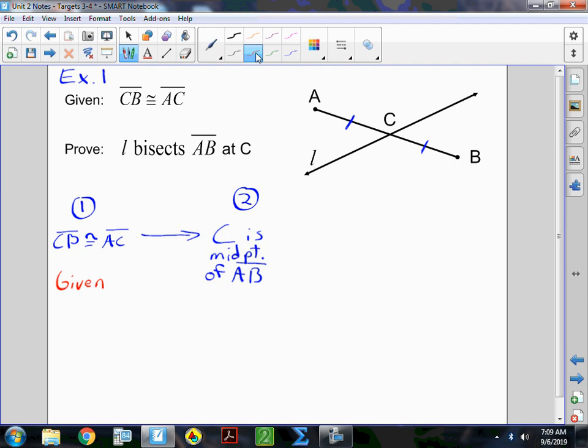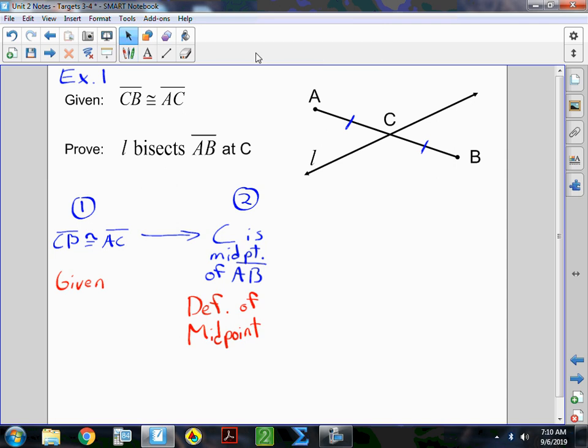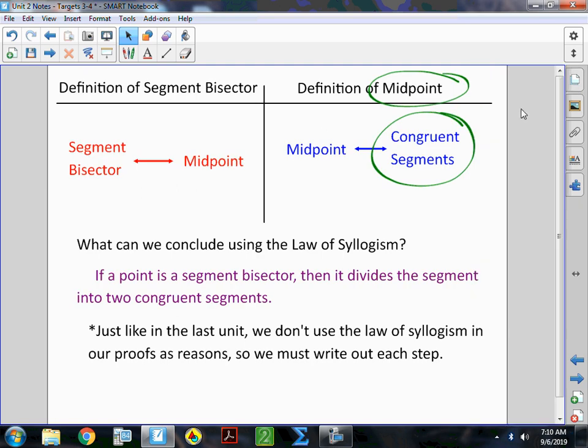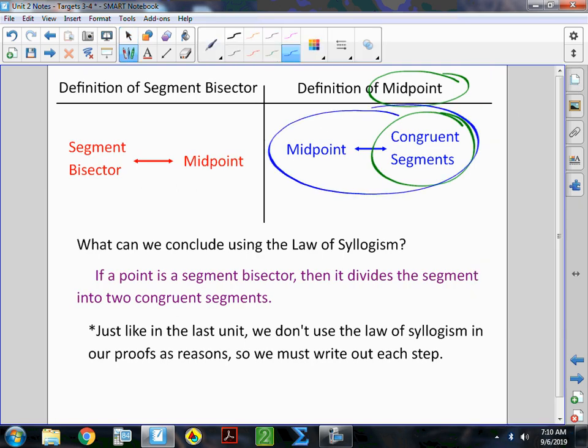But instead of using the law of detachment for these units moving forward, we're going to use the definition that has that true conditional statement. So my reason is definition of midpoint. And again, I know I'm using definition of midpoint instead of definition of segment bisector because of my if-then. I literally have under step 1 and step 2 congruent segments and midpoint. So if I go back and look up, I have congruent segments and midpoint. Now once I have a midpoint, I can then go to segment bisector.